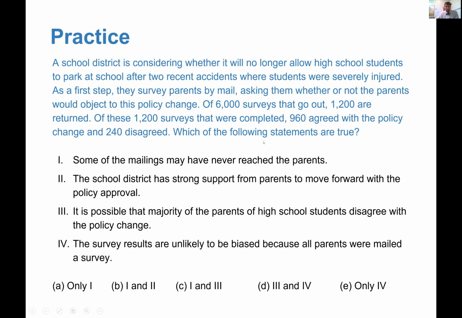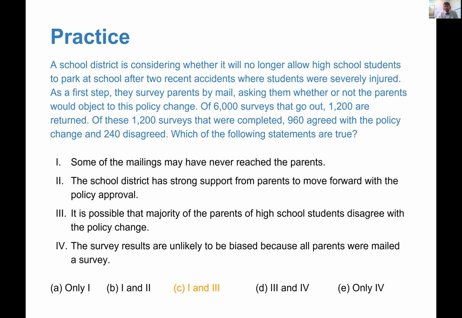That's with their only 1,200 of the 6,000 responding, then you can't really say you have strong support. And then number 3, it's possible that a majority of parents of high school students disagree with the policy change. I mean, it's possible. So your answer is 1 and 3. So answer C. Now, let's talk about obtaining good samples.